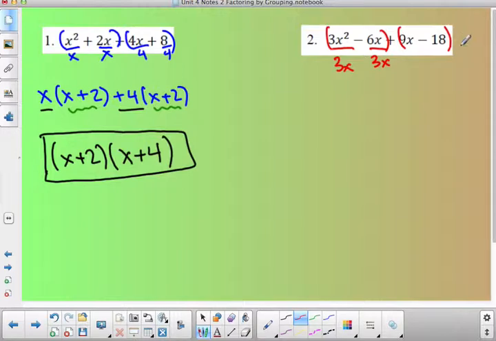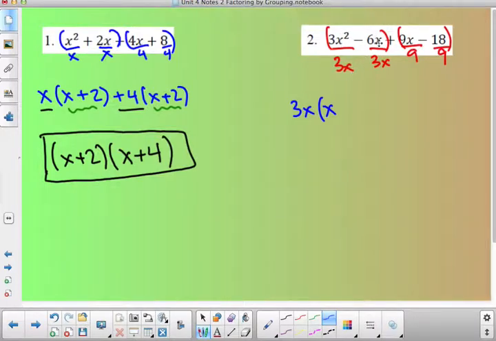From 9x minus 18, I can take out a 9, but no x terms. So let's take a look at what that leaves us. 3x squared divided by 3x. The 3x is my GCF. That's going to come out front. And what's left over is going to be an x. 3x squared divided by 3x is just x.